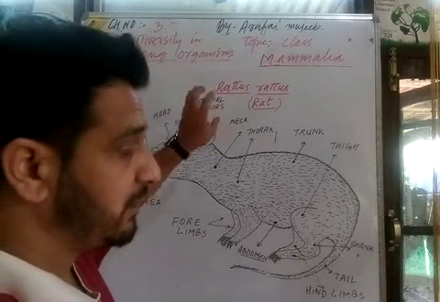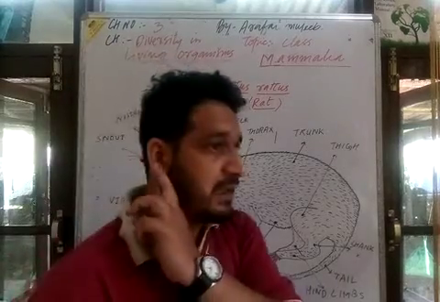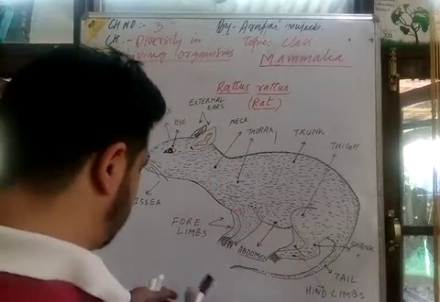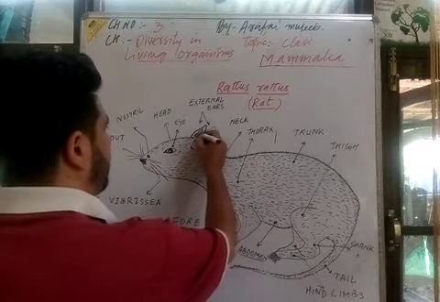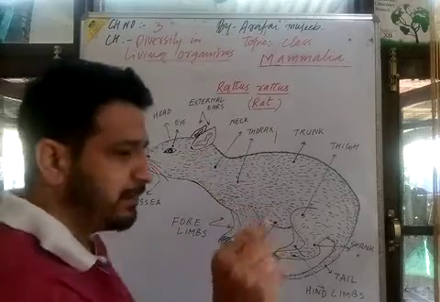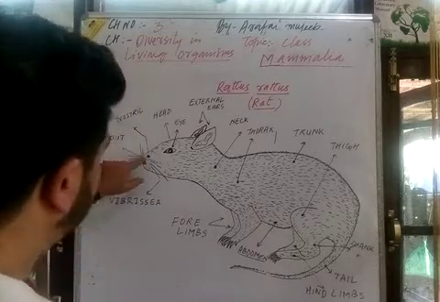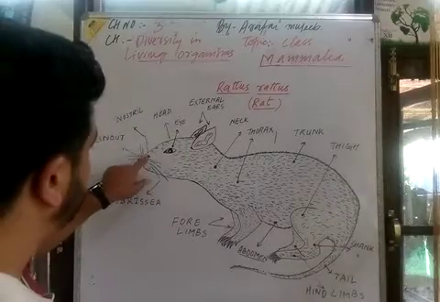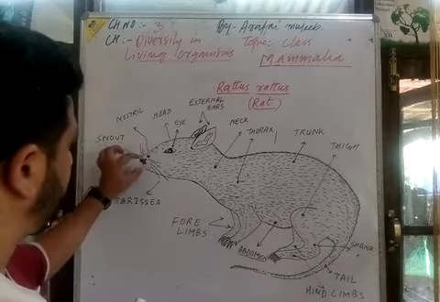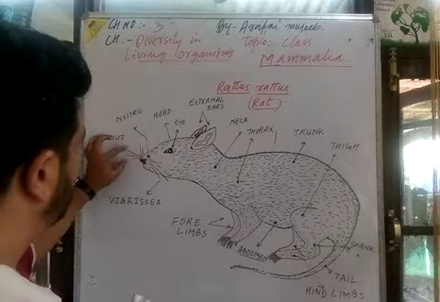We have not studied this in any class so far. They have an external ear, like I have an external ear. Then they have the middle ear, then the inner ear. In the head region there is a pair of nostrils on the surface of the snout. This is the mouth part, the snout, which is conical in shape.